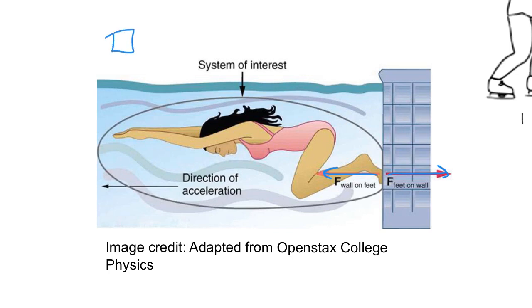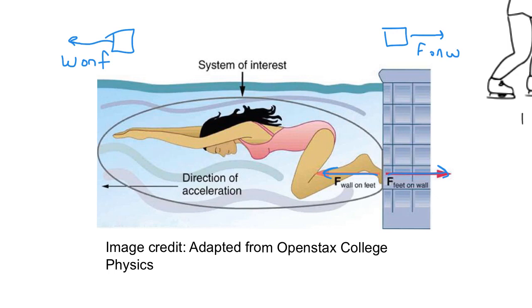And so if I was going to draw a force diagram of the swimmer, I would draw this right here, and I would say I'm just going to go W on F, wall on feet. But if I was going to draw a force diagram of the wall now, I would have a force in the opposite direction, of the feet on the wall. And so with this force diagram of the swimmer, I could draw a lot of different forces on here.